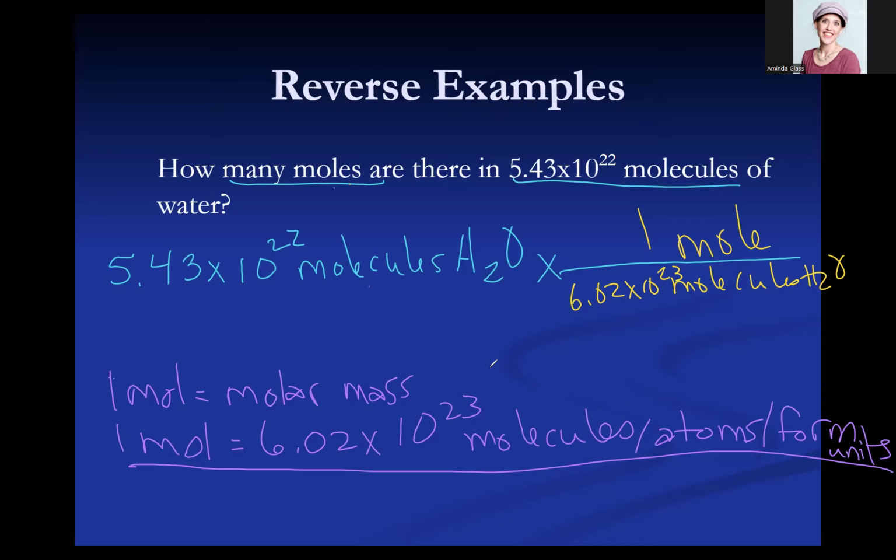Now let's do this math. 5.43 times 10 to the 22nd times 1 divided by, in parentheses, 6.02 times 10 to the 23rd, close the parentheses, equals. So my answer is 0.090 moles of H2O.